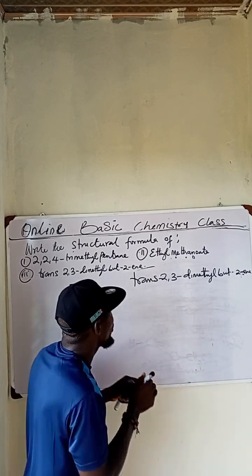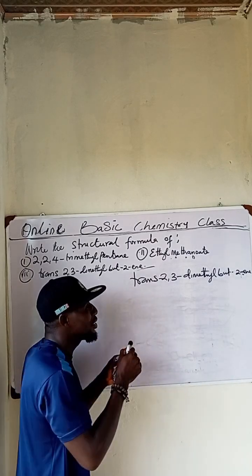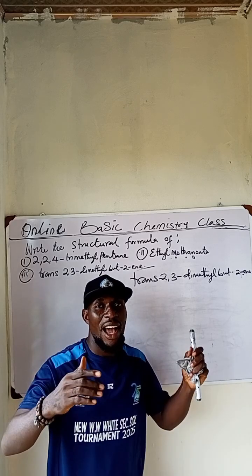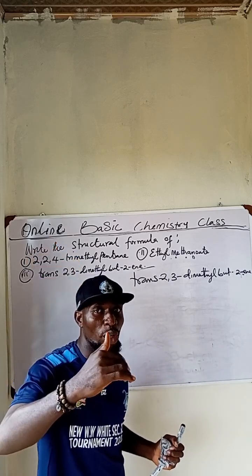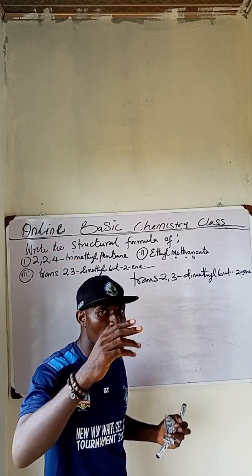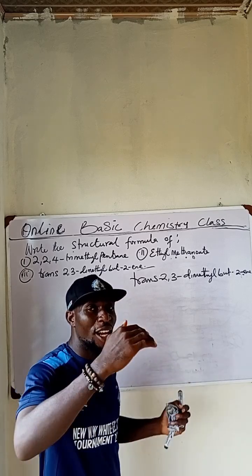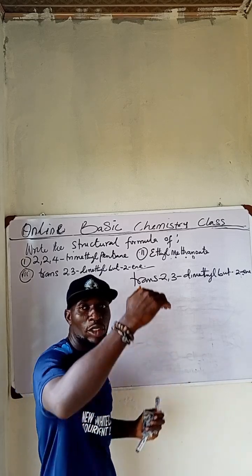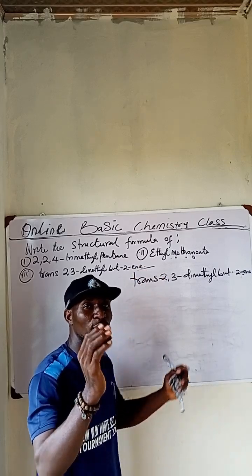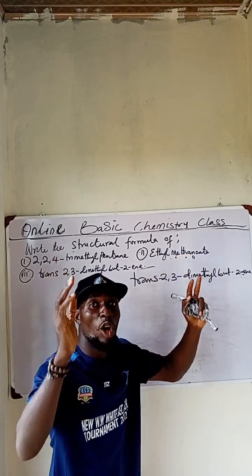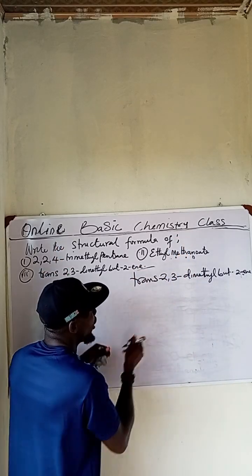Okay, butene. So now we have trans. Trans means that the heavy groups are on opposite sides of the double bond. We have two types of geometric isomers: the trans and the cis. Trans means the heavy groups are on opposite sides of the double bond, while cis means they are on the same side of the double bond.